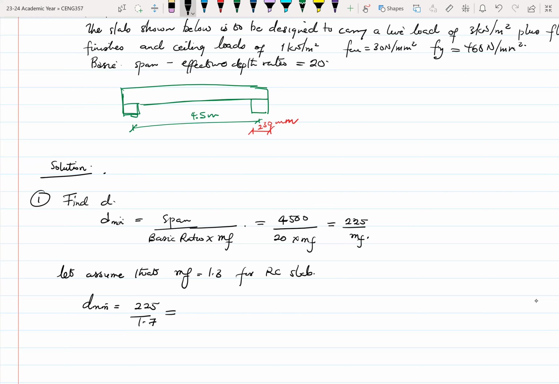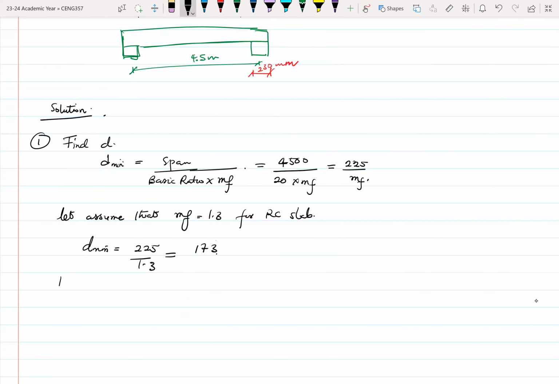Well, so we can use that, let's say 1.7. That will give us 132. This is too small. Okay. 1.3, no 1.7. What am I doing? 1.3. This will give us 173. So let's say, let's try D equals 170. Okay. Here we got D is 225. We can also say let's try D 200. All right.